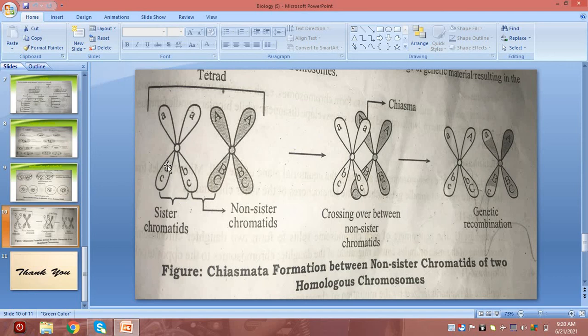This is a bivalent. The 2 chromatids will be joined at the centromere. This is the centromere. Chromatids of the same chromosome we call sister chromatids, and chromatids of different chromosomes we call non-sister chromatids. These are the four chromatids of the chromosomes, which are joined at the point called the centromere.